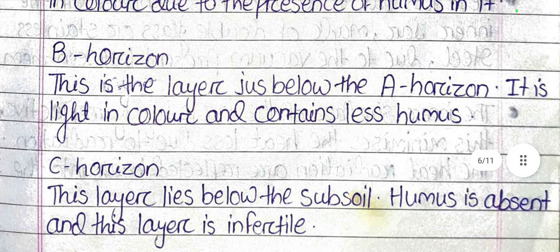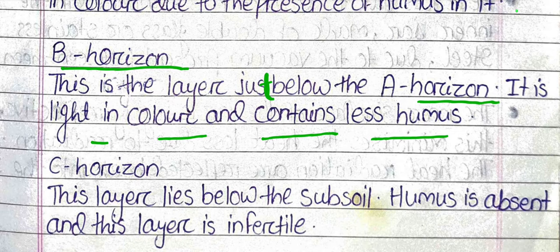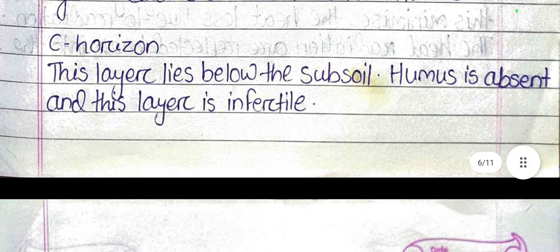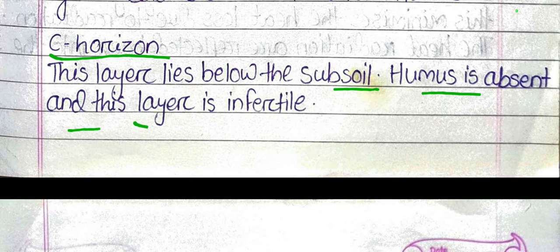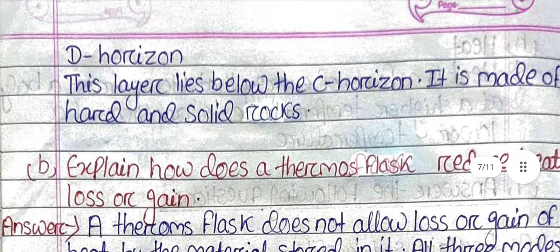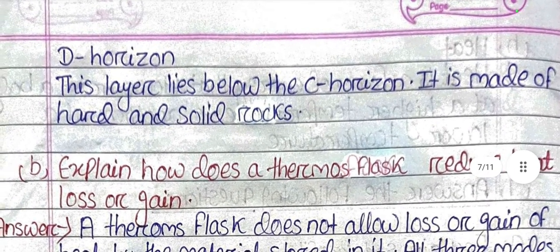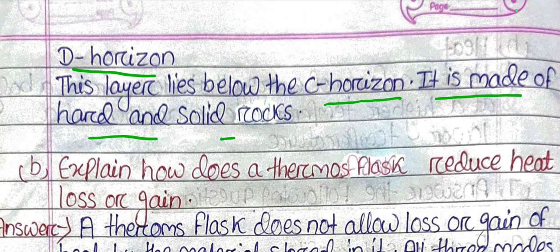Then B horizon. What is B horizon? This is the layer just below the A horizon. It is light in color and contains less humus. Then C horizon. This layer lies below the subsoil. Humus is absent and this layer is infertile. Then come to the D horizon. This layer lies below the C horizon. It is made of hard and solid rocks.